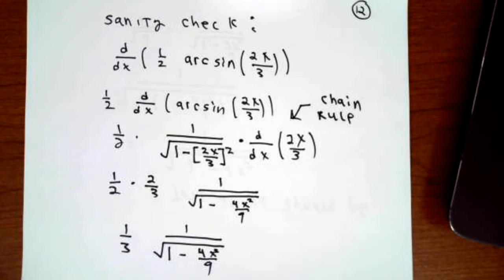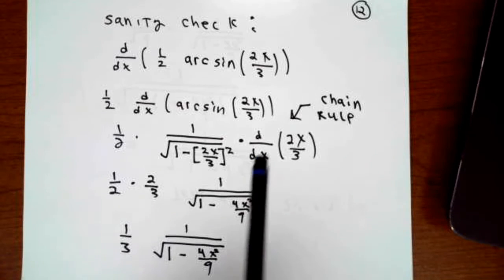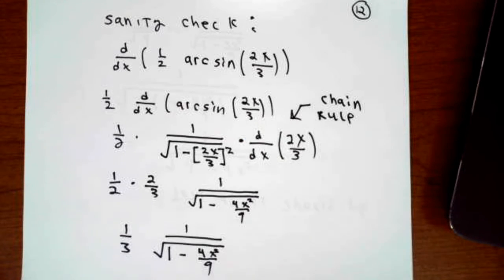This seems a little crazy, so I'm going to check my answer. I'll leave the constant of integration out because its derivative is 0 anyway. I'm going to look at the derivative with respect to x of 1/2 arcsine 2x over 3. I can pull the 1/2 out front. The derivative of the arcsine function is 1 over the square root of 1 minus the squaring function. And I have to evaluate that at the place I was evaluating the arcsine at, namely 2x over 3.